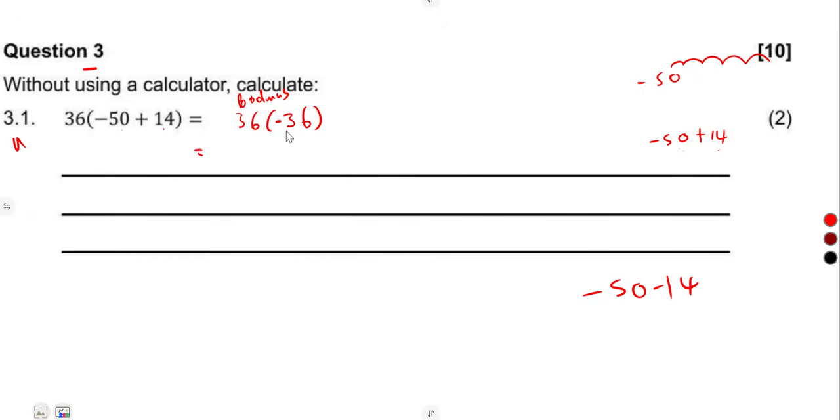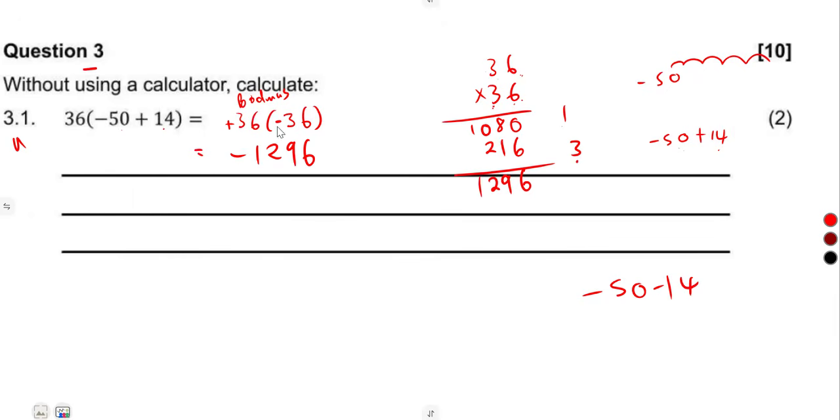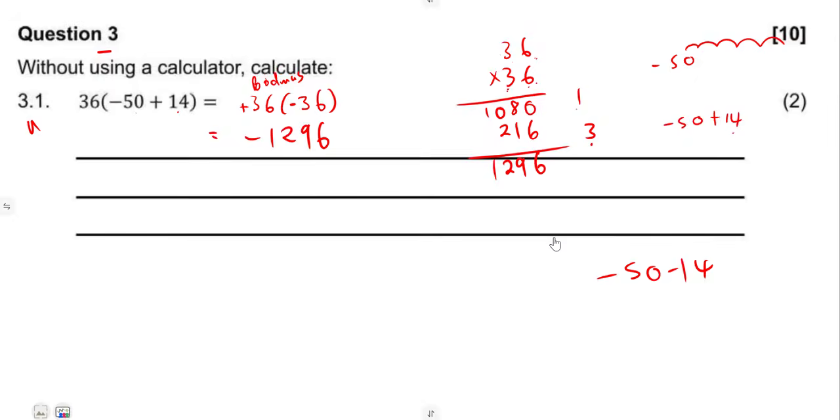So here, multiply 36 times 36. 6 times 6, that's 36, so 6 here and carry 3. 6 times 3, that's 18, plus 3, that's 21. Then the next line, 3 times 6, that's 18, and 3 times 3, that's 9, plus 1, that's 10, with a 0 placeholder. Then add: 6, 9, 2, 1. So it is going to be negative 1296. Positive times negative is what? It is a negative. So that's a basic calculation, guys. Know your multiplication from grade 8.